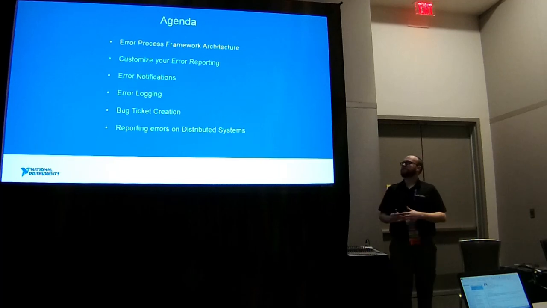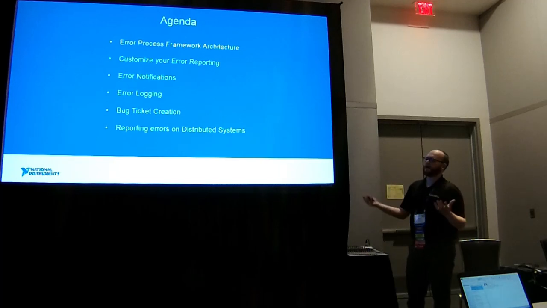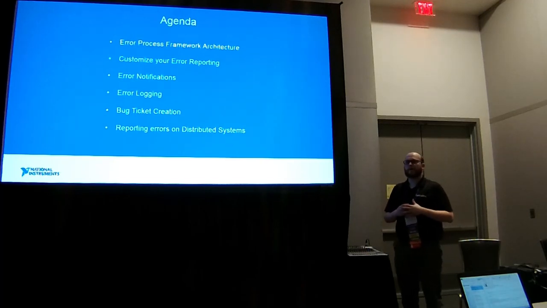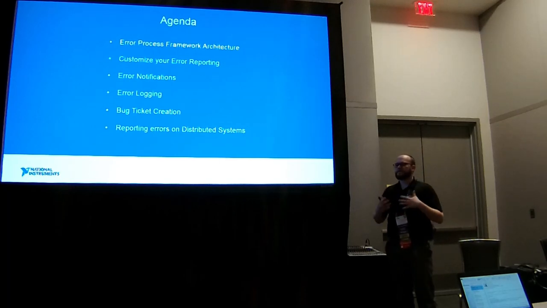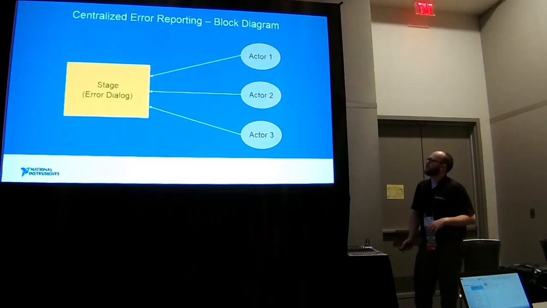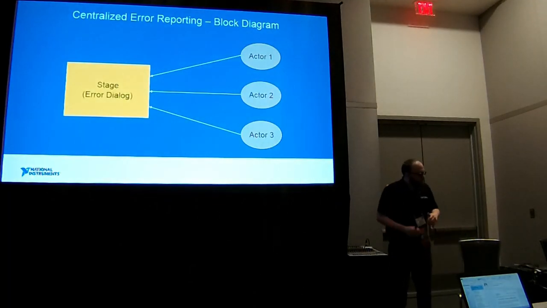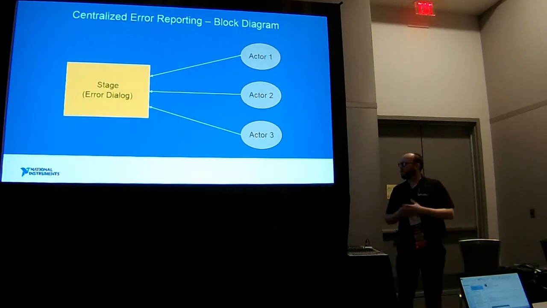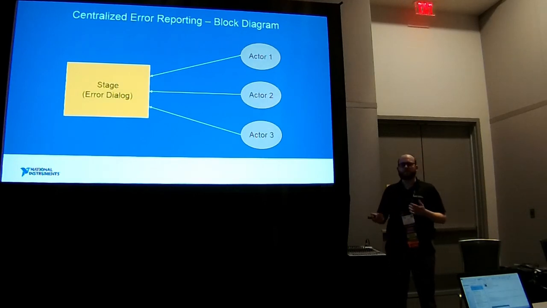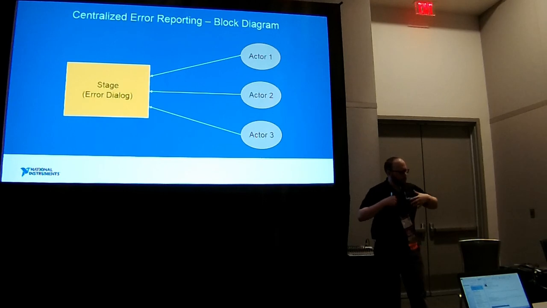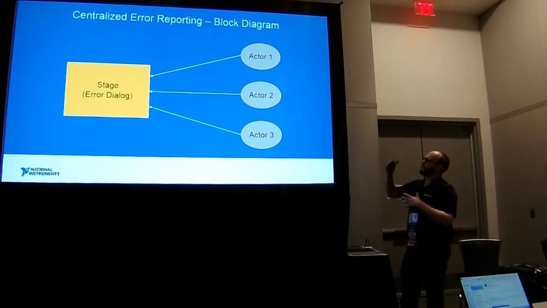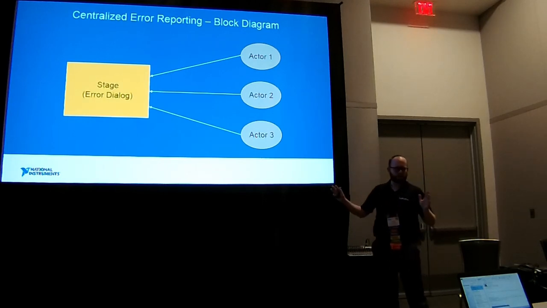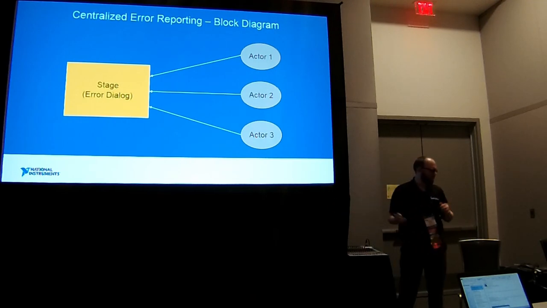The first thing I'm going to talk about is the overall architecture of our error process framework and the interface that the end user would see when using it. We use an active object design pattern for our error process framework with the NI GOOP development suite. In this presentation, I refer to actors. However, we are not using the Actor Framework for this framework, just to make that clear.